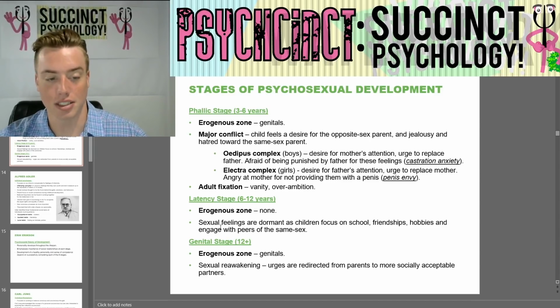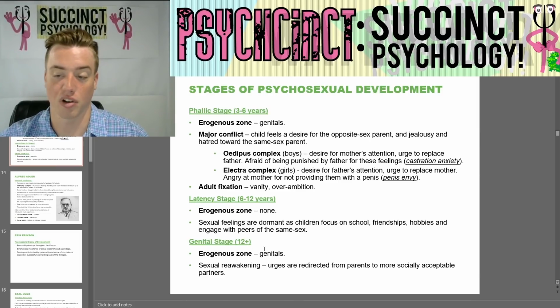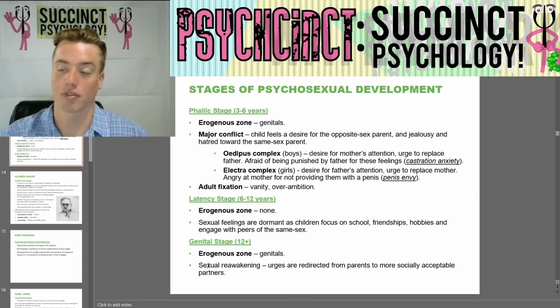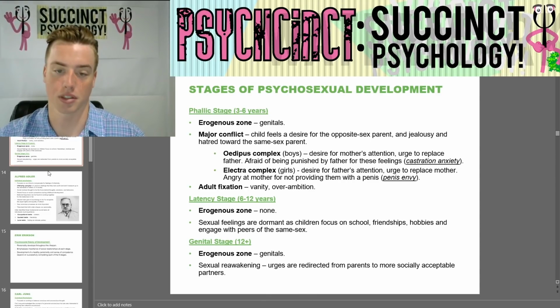Next, we have the latency stage, and the erogenous zone is none. Sexual feelings are dormant as children focus on school, friendships, hobbies, and engage with peers of the same sex. Then the genital stage is 12 plus. Erogenous zone is genitals. Sexual reawakening. Urges are redirected from parents to more socially acceptable partners.